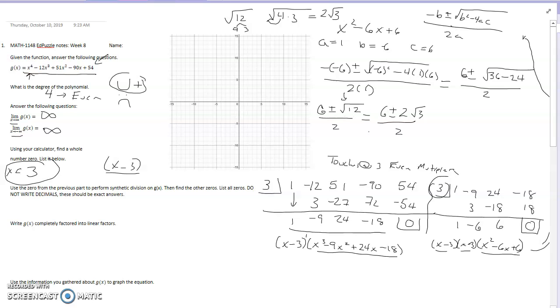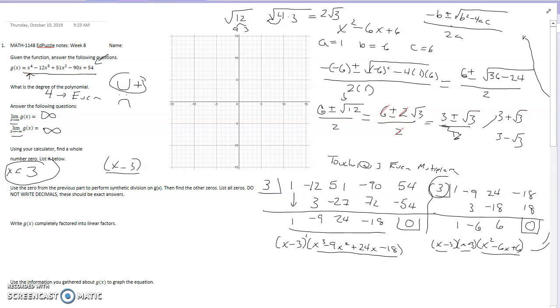And now, can I cancel anything outside of the radical? Remember, you can never cancel underneath a radical. You have to bring things out first. And you can see I can divide each of these terms by a 2. So what we end up with here is 3 plus or minus square root of 3 over 1, which I don't really need. So it's really 3 plus or minus radical 3. So these are 2 answers, right? It's going to be 3 plus radical 3 and 3 minus radical 3.